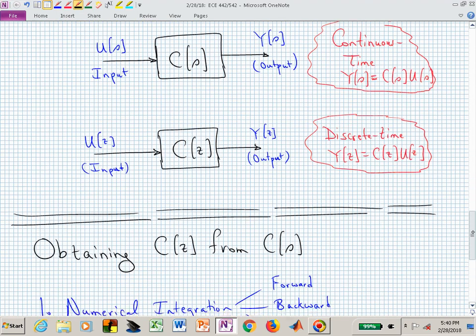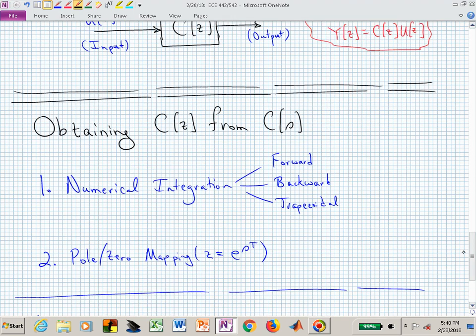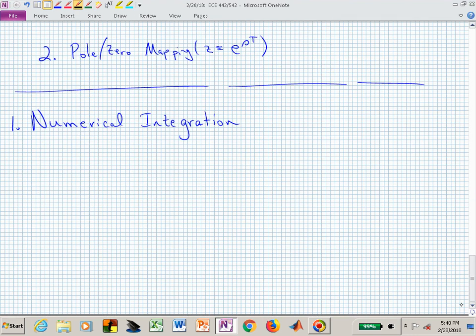Let's now step through that for these 4 different ways. For numerical integration, we'll look at 3 different approaches, and it'll be clear how those arise as we're going through, and then we'll look at this pole zero mapping where you just take pole factors and zero factors and map those into the z-plane. Let's look at numerical integration.